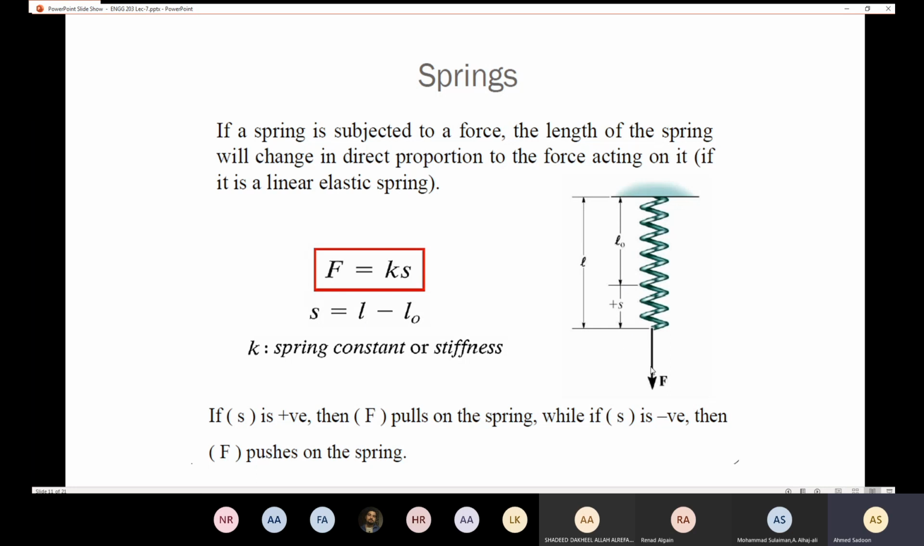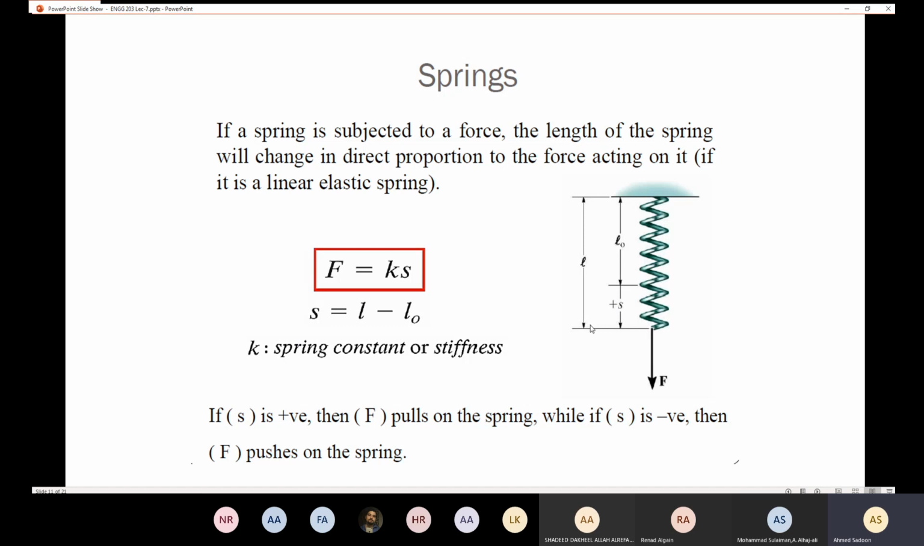So before I apply the force, the spring was here. So this L naught here is the initial length. After I apply a force in that direction, what will happen to the spring? The length will increase. So I'm going to have L final. The change in the length is going to be called S. S equals L final minus L initial. And that represents the change in the length itself.